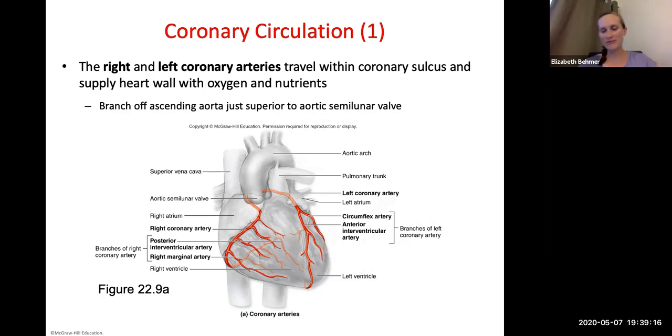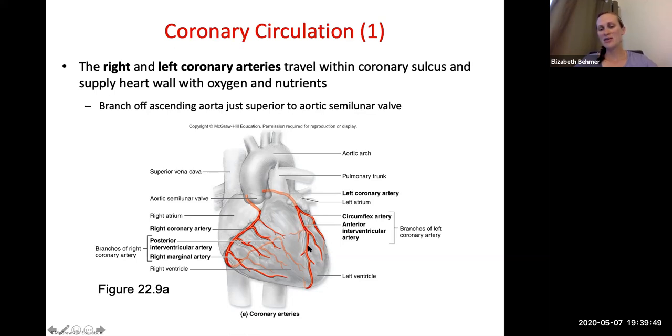The heart itself needs oxygen to function. So the cardiac muscle cells need oxygen for them to contract. So how does the heart get blood? Through a series of arteries. You have right and left coronary arteries that travel within the sulci, which are those grooves. And these arteries can prove a problem if they're blocked. A major sign of blockage occurs in this left anterior interventricular artery.